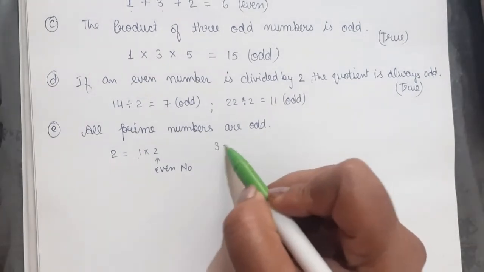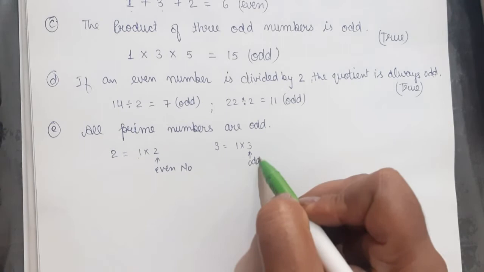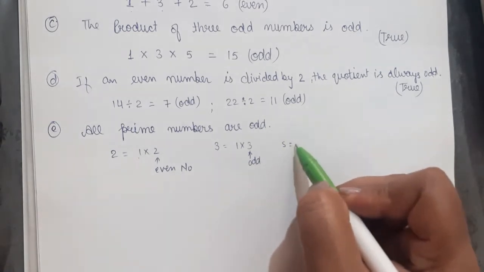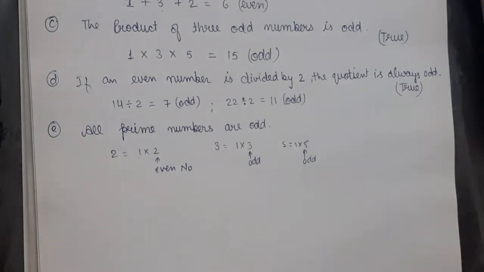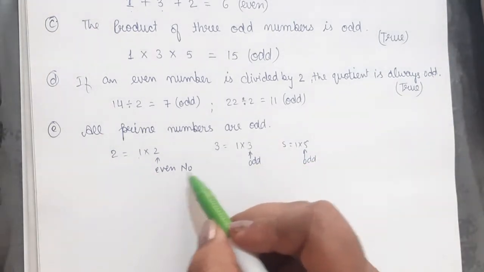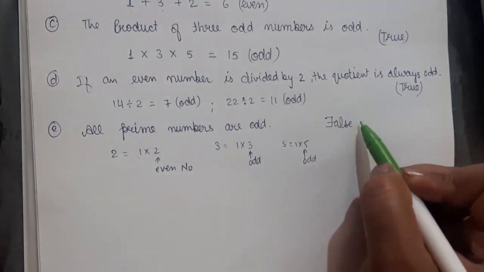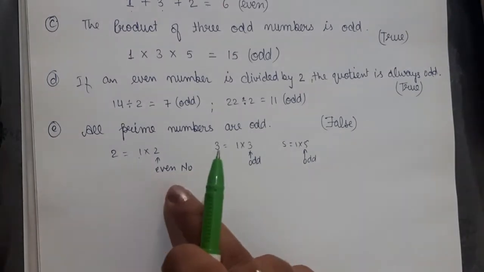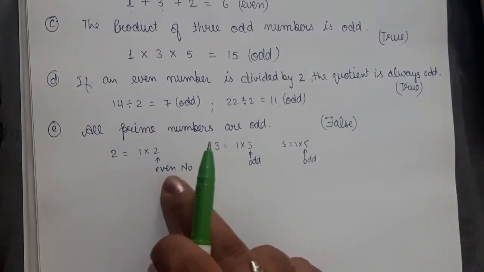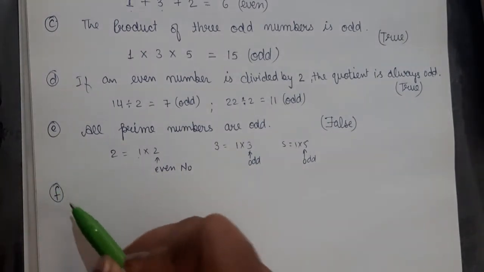Like if we take 3, that is 1 into 3, so it is an odd number. 5, that is 1 into 5, again it is an odd number. The rest of the numbers are odd except 2. So that is a false statement, because the rest are odd, but here 2 is an even number and it is also a prime number.